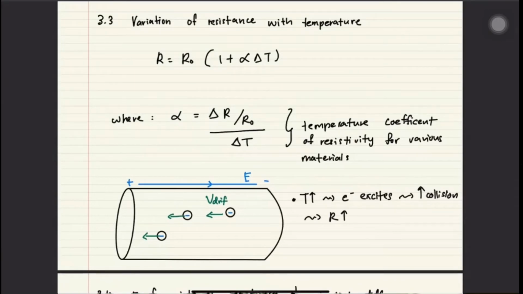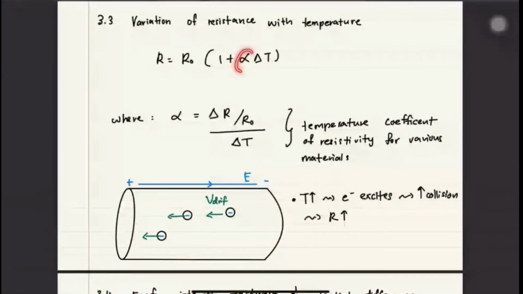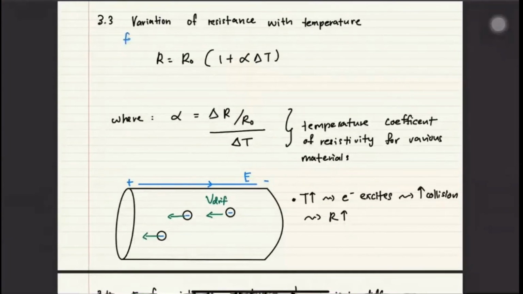The unit for alpha tu actually adalah per Celsius ataupun per Kelvin. Again, it doesn't really matter lah. Sebab yang ini adalah delta T. So delta T means you can use Kelvin, you can use Celsius as long as the unit is the same. Okay. Ini boleh dalam Kelvin, ini boleh dalam Celsius, again doesn't really matter. Okay. R there represent final temperature, final resistance.